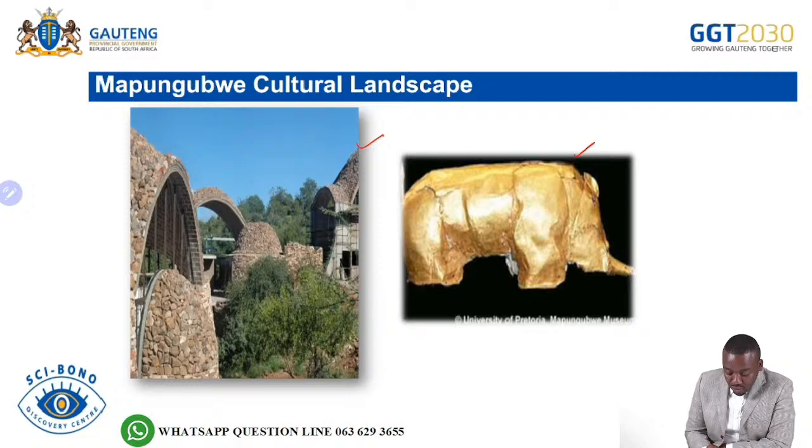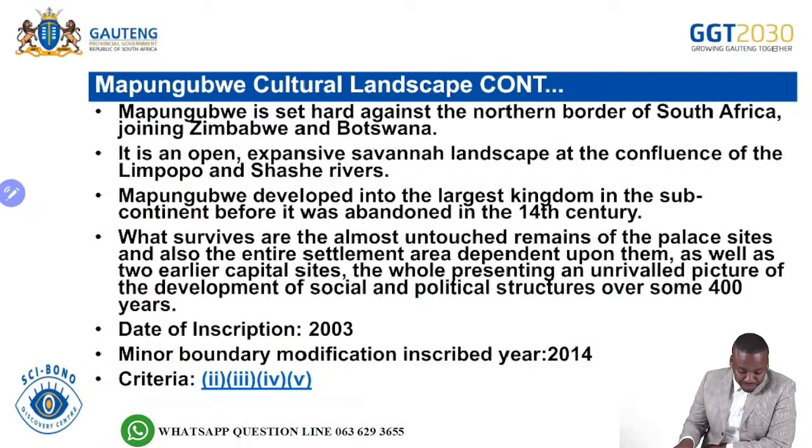But then let's move to the description. We are saying Mapungubwe is set. Here, when we say it is set, we are talking about what? Location. Mapungubwe is set against the northern border of South Africa, joining Zimbabwe and Botswana. So basically, we are saying we're in the northern border in Limpopo province. This is the location.